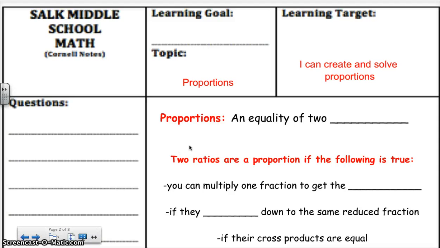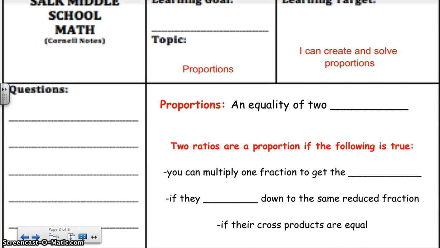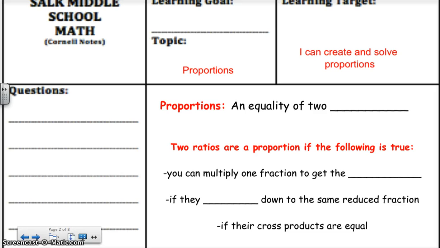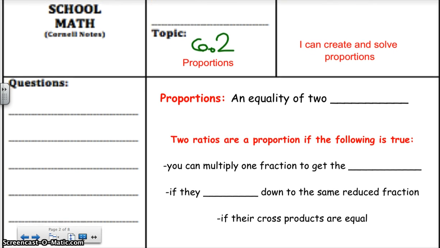Topic today is proportions. In your learning target, you're going to create and solve proportions. This is 6.2. I would highly recommend putting that in your topics section because you will be collecting or turning in your notes at the end of this unit. You need to know some vocab.